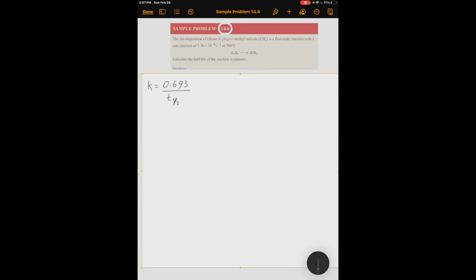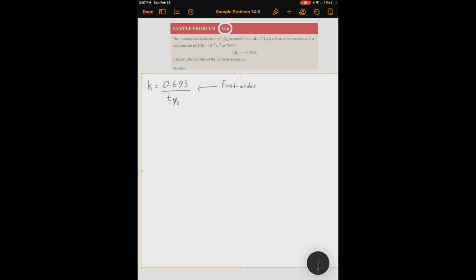So the equation is shown, C2H6 is turned into 2CH3. So this is a pretty simple reaction. It's first order. I've written down the relationship between the rate constant K and the half-life T1/2 for first order rate laws. So if the reaction is first order, that's when you can use this formula right here. First order. There is a different formula for second order. We'll look at that in a separate problem. Okay. So we want to know what the half-life is in minutes.